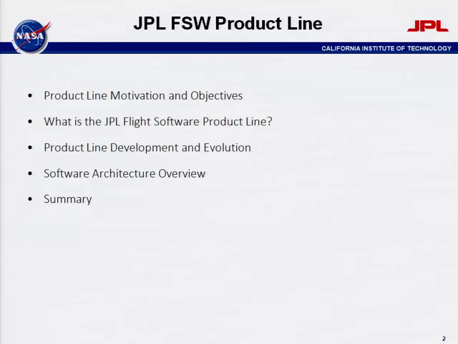So I'm going to talk about the motivation and objectives of a product line. What is the JPL flight software product line? What does it actually consist of? What are the different parts of it? I'll talk about product line development and evolution, and then we'll get into the meat of the presentation, which is the software architecture itself, the product line architecture.